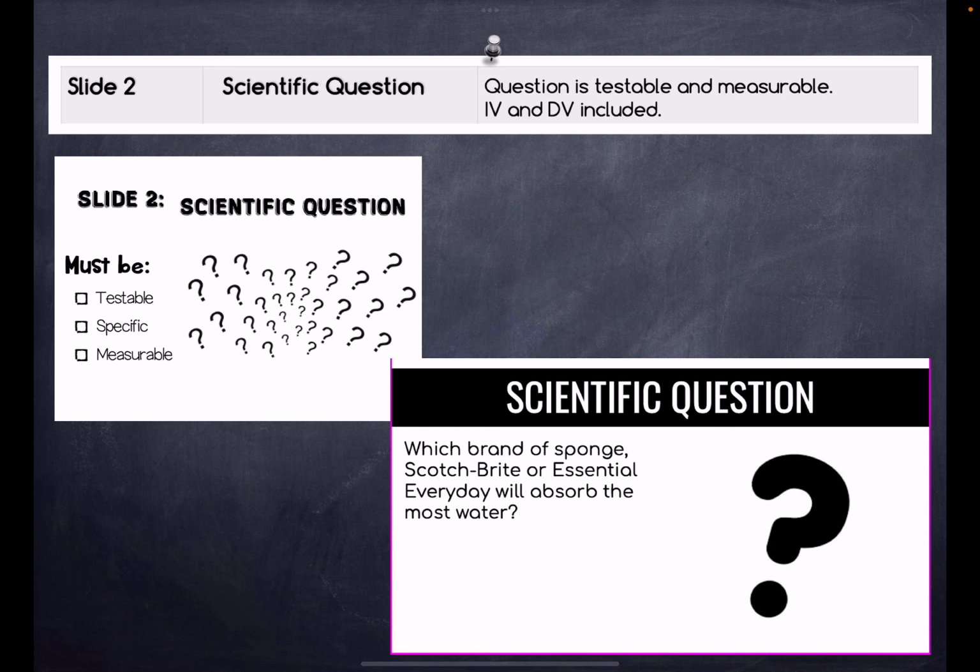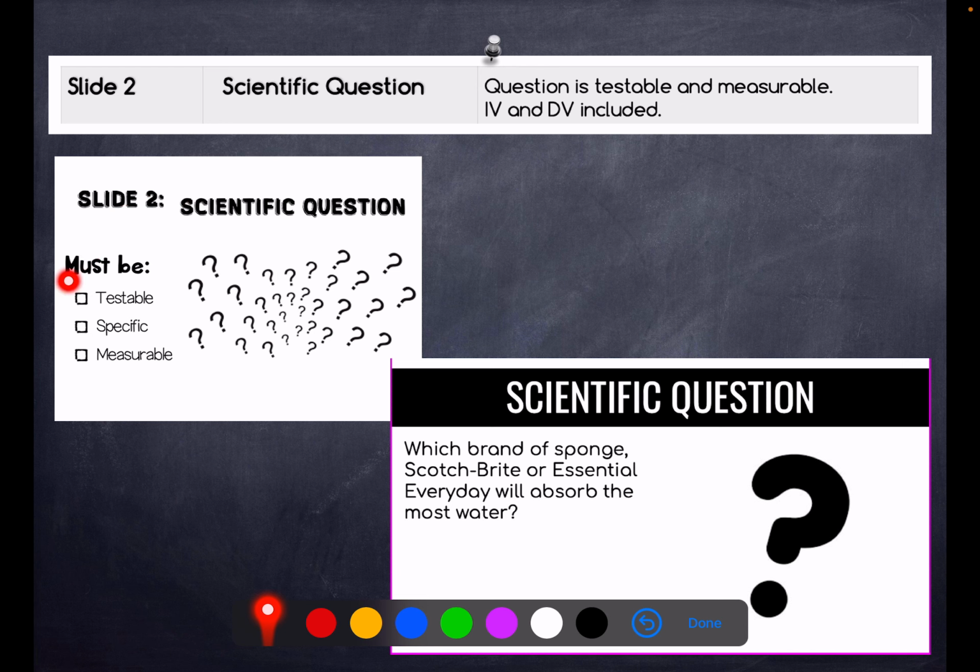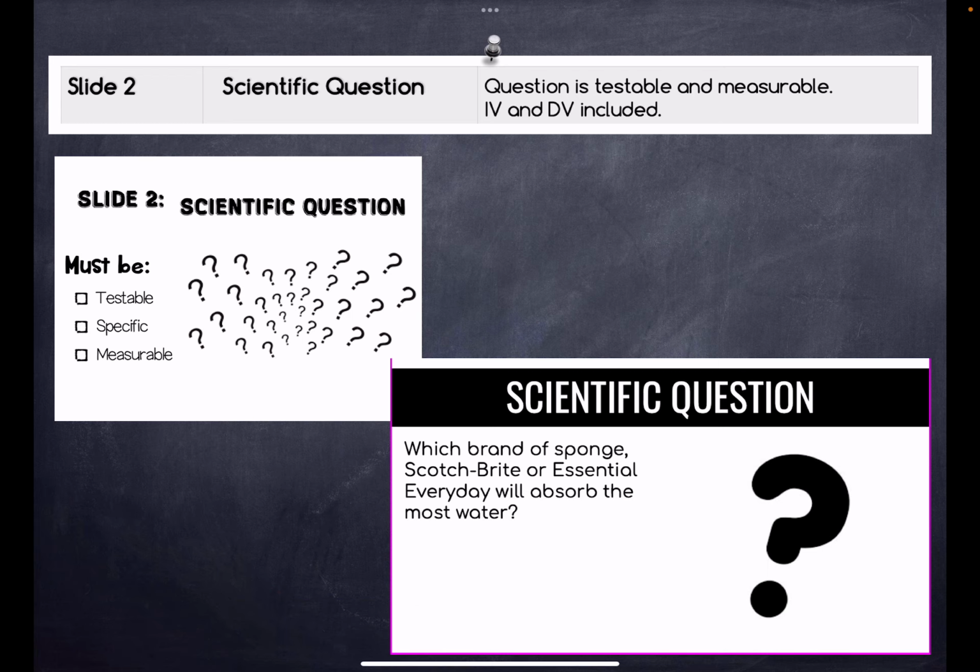The scientific question slide, number 2, this is just reminding you that it must be testable, that your question must be specific and must be measurable, that it must include the independent variable and dependent variable, which we'll talk about later today, which Madeline's did. Which brand of sponge, Scotch-Brite or Essential Everyday, will absorb the most water.